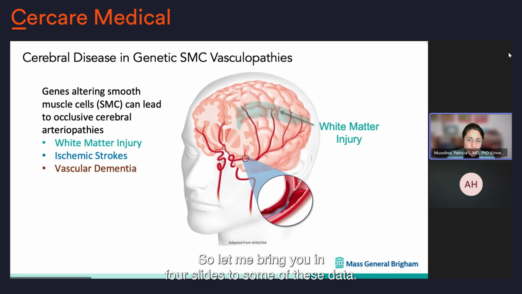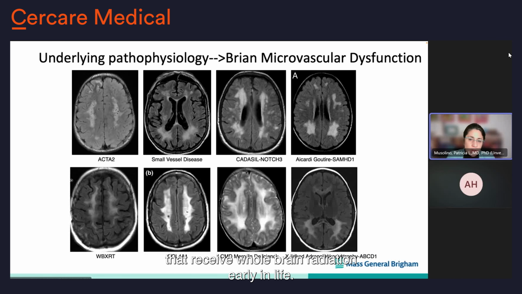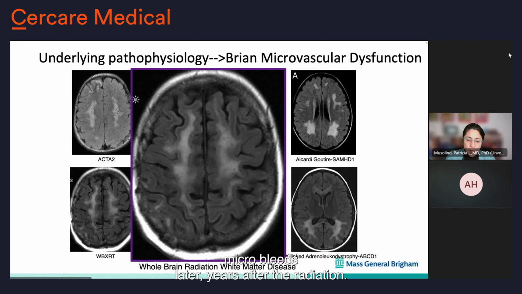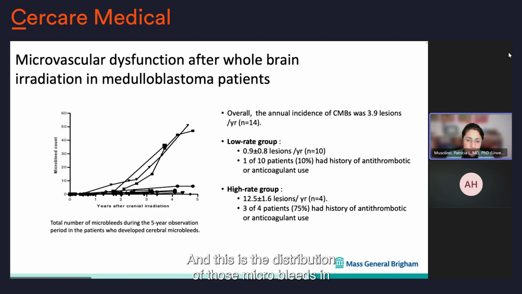So let me bring you in 4 slides to some of this data and what it's looking like. This is just preliminary. Whole brain radiation in the white matter. It is much more common to see white matter degeneration after whole brain radiation. We studied with Dr. Dietrich a cohort of medulloblastoma patients that received whole brain radiation early in life, and we saw that there was a higher risk for those to develop microbleeds later, years after the radiation. And those that were on antiplatelets primarily had the highest risk. And this is the distribution of those microbleeds in that publication. This is published in Neurology.